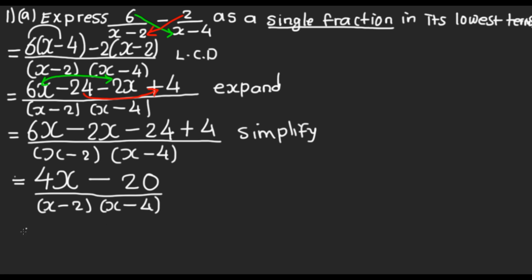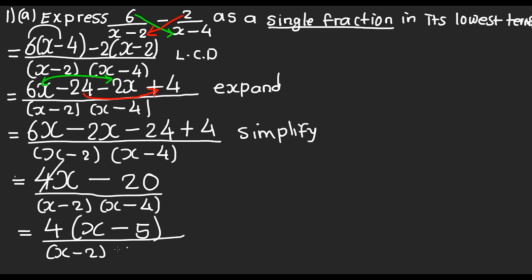Then we can also factorize. We know that 4 can go into 20. So say 4 open bracket, x minus 5. If we cancel, x minus 4 can go into 20 5 times. So this is now our final answer. We have expressed the single fraction in its lowest terms.